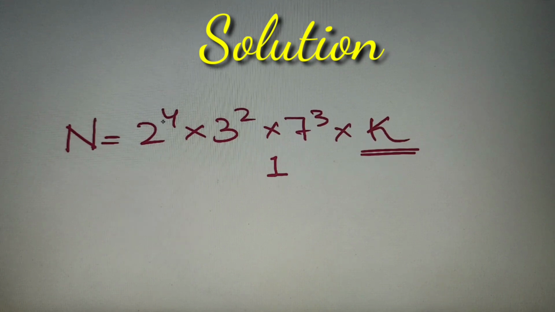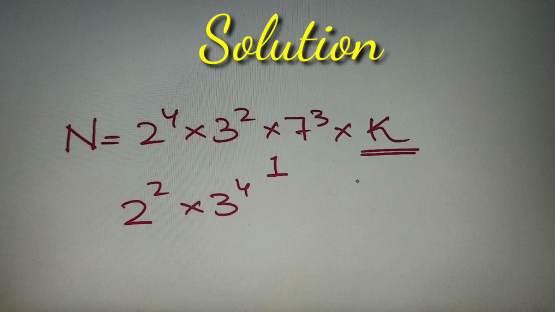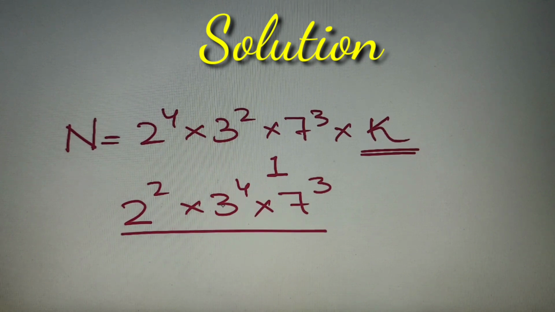So for 2 raised to power 6 to happen, we have to take k's prime factor of 2 as 2 raised to power 2. For 3 raised to power 2, we will have to give 3 raised to power 4 in k, and for 7 raised to power 3, we have to multiply it with 7 raised to power 3. So the least value of k is 2 raised to power 2 into 3 raised to power 4 into 7 raised to power 3, such that n is a whole square and whole cube as well.